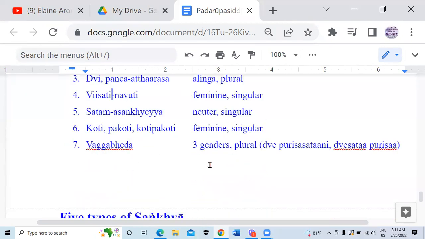You know? Three genders. For example, Chattaro Purisa Satami. And the Chattaro is masculine. For example, feminine gender, Chattaso, 80 Satami. Because 80 is feminine, that's why Chattaso. And then for neuter, for example, Chattari Kula Satami, like this.